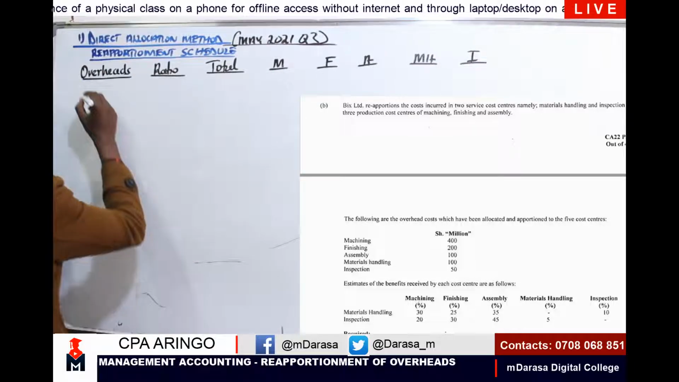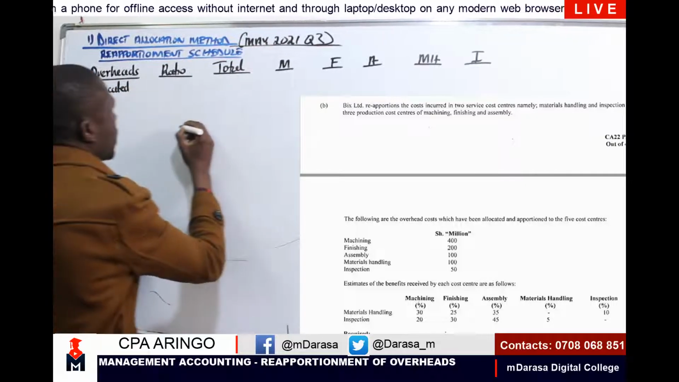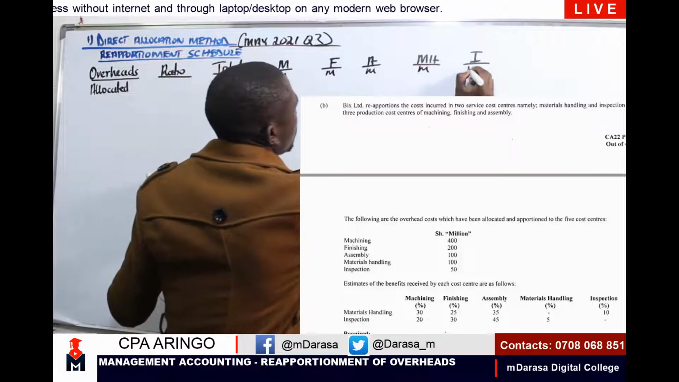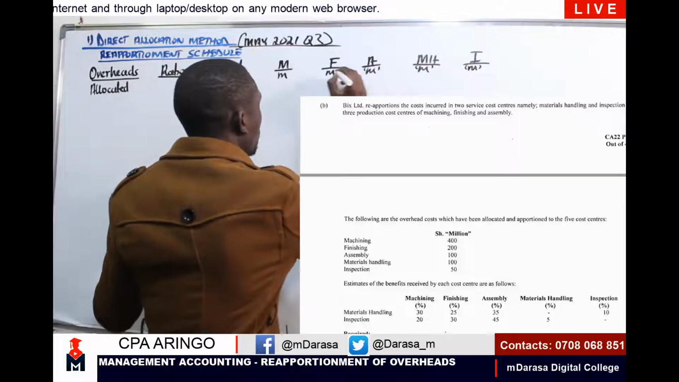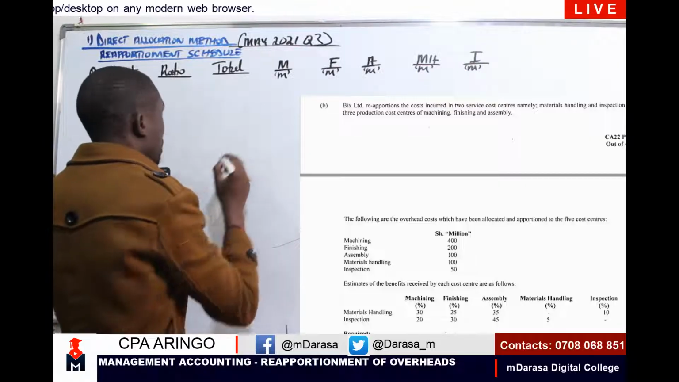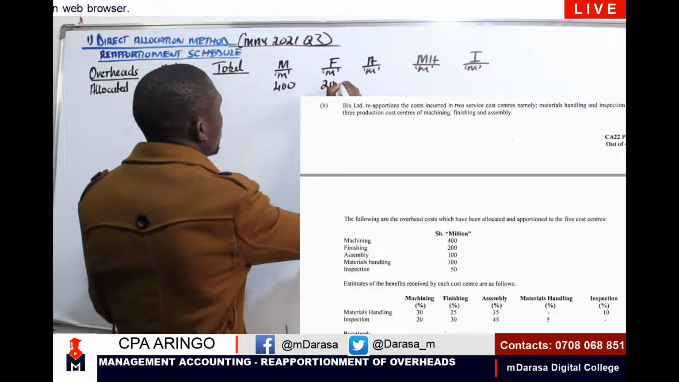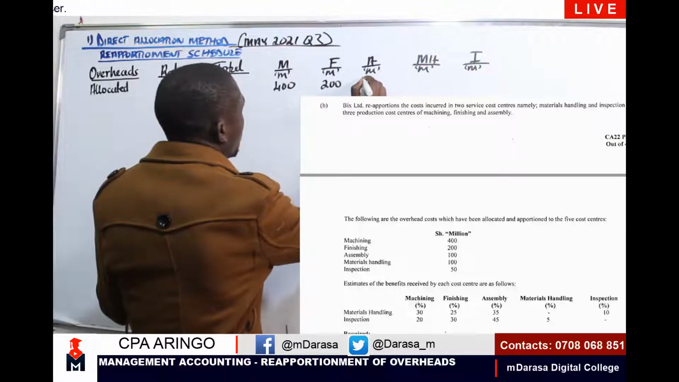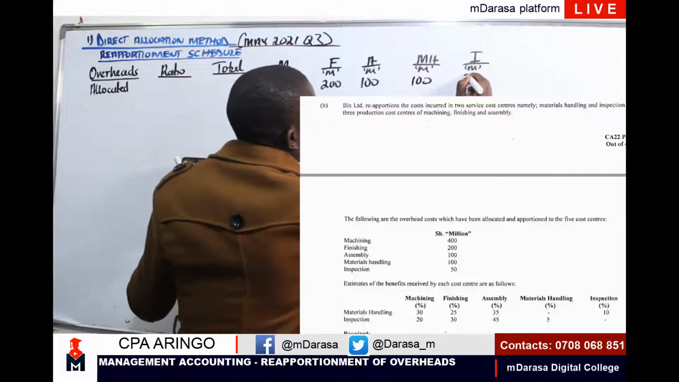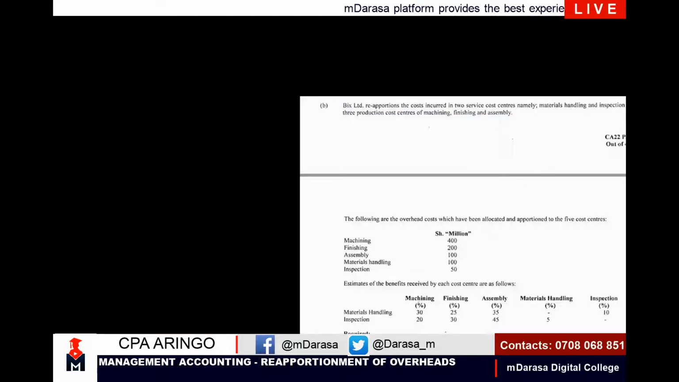So I'm having our allocated overheads, allocated OHDs. Remember, our figures are given in millions. So allocated overheads for machining, I'm having 400. We can clearly see that. Finishing, I'm having 200. Assembly, I'm having 100. Material handling, I'm having 100. And lastly, inspection, I'm having 50. Believing that that is what you are given there, and we can clearly see that, right?